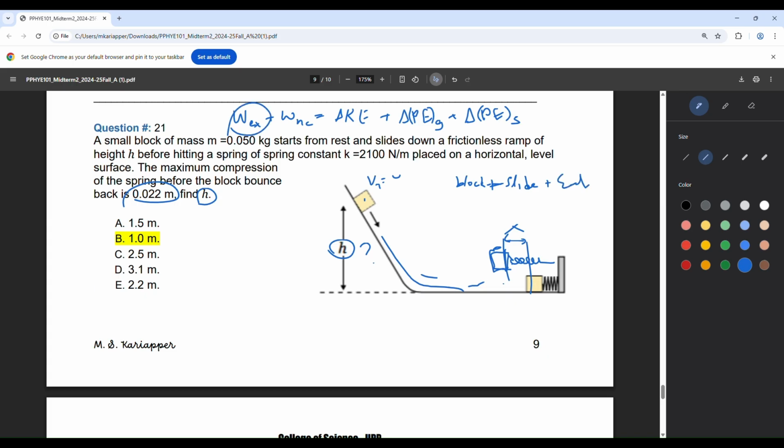We don't have any external force because the block is released from rest. There is no force acting on it. There is no external force, so that means no work done by external force, that is 0. And it says there is no friction in the ramp, so this is also 0.